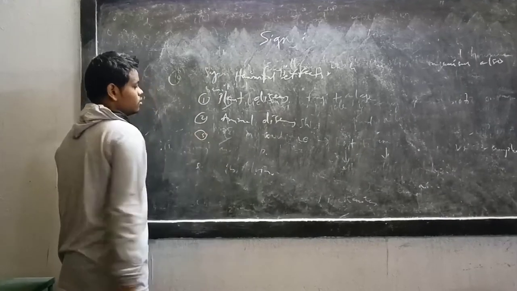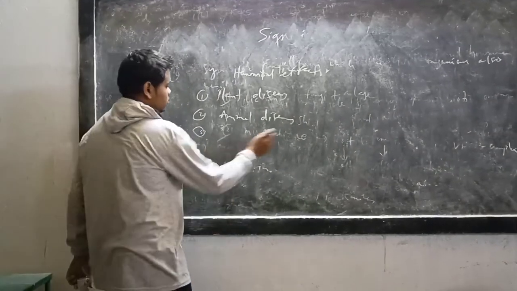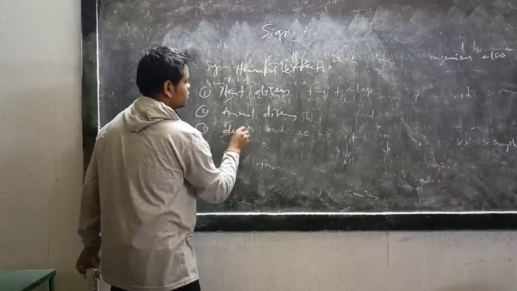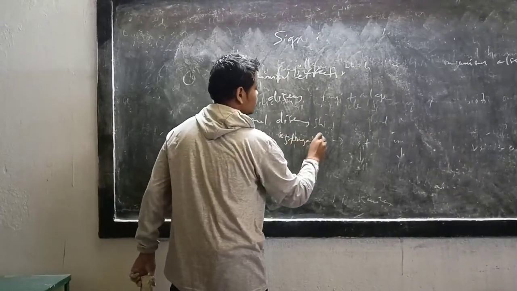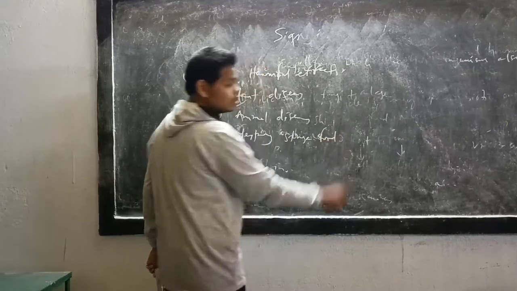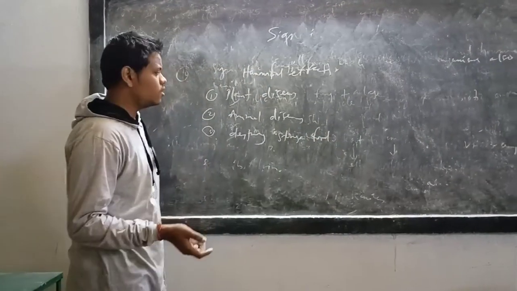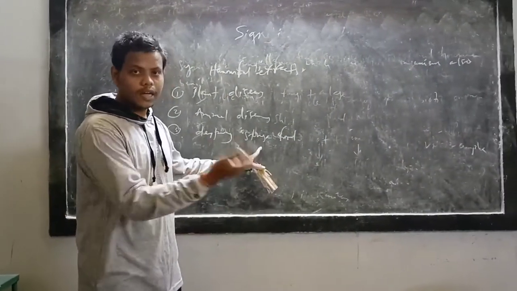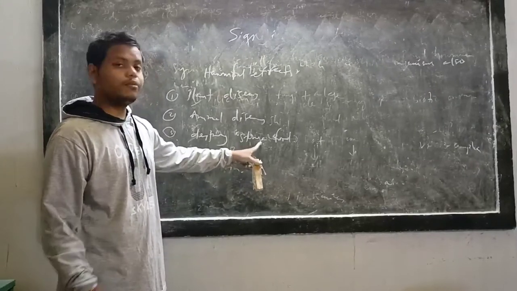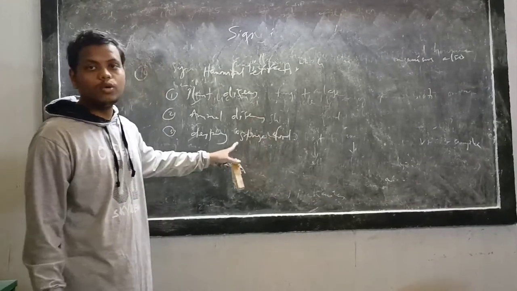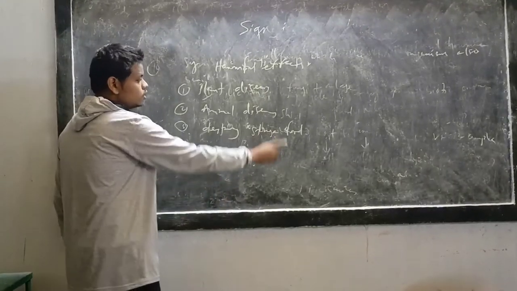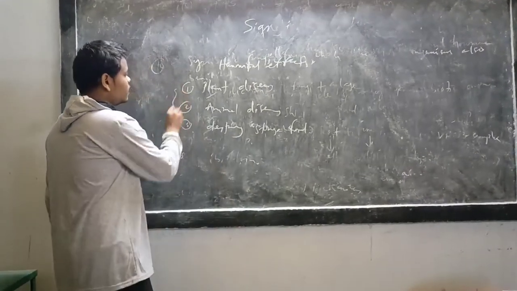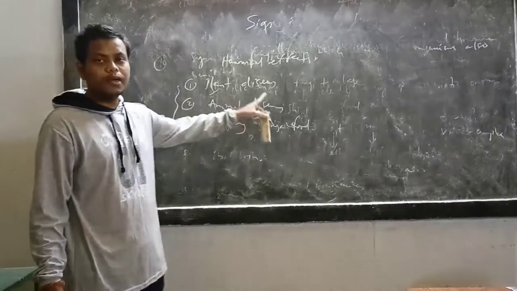Then it destroys storage food. If we keep bread or butter or anything for a long time, then there may be development of fungi and the stored food may be damaged. That's why it is destroying or damaging storage food. So these are some negative points or harmful effects of fungi.